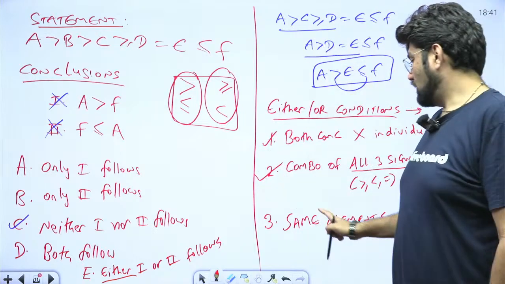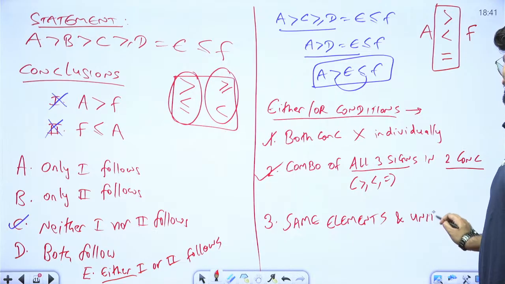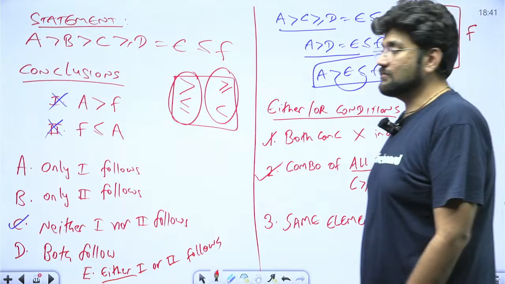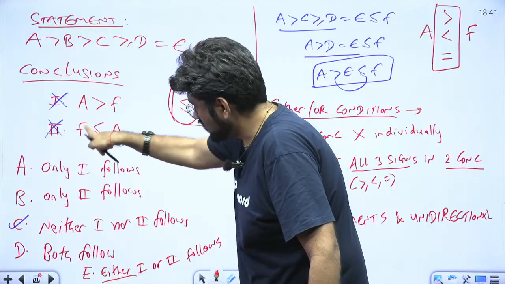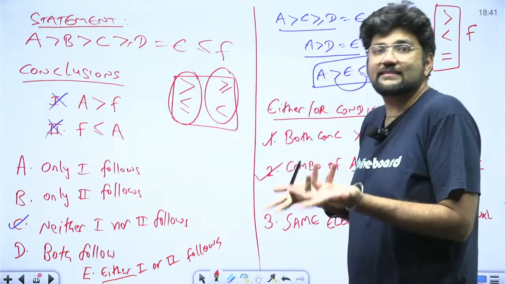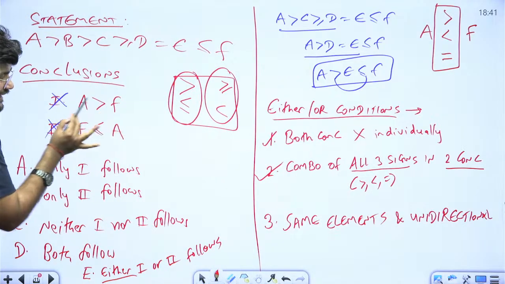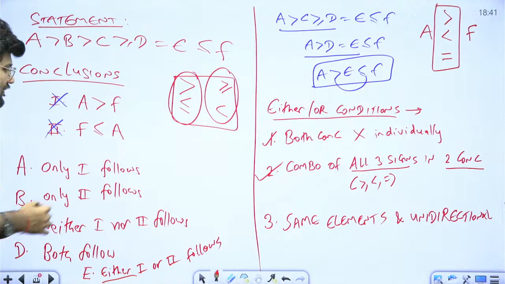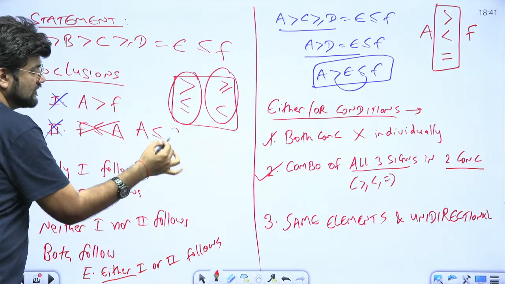Why? Because same elements and unidirectional. Now what is this new thing? Unidirectional means they should be in the same direction. If I'm talking from A to F, then this one also has to be from A to F. Only then will the signs matter. Here, I am saying that F is less than A and F is less than equal to A. This is not the combination of these three signs. So I will rewrite this as A is less than equal to F. This should have been my answer.